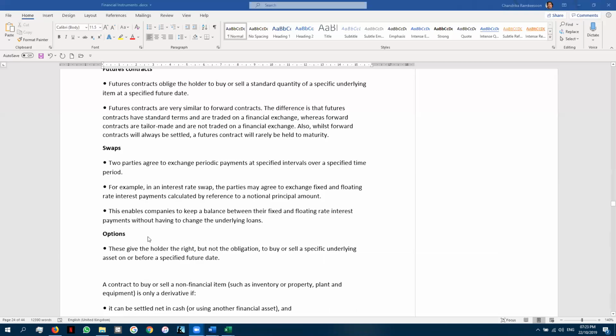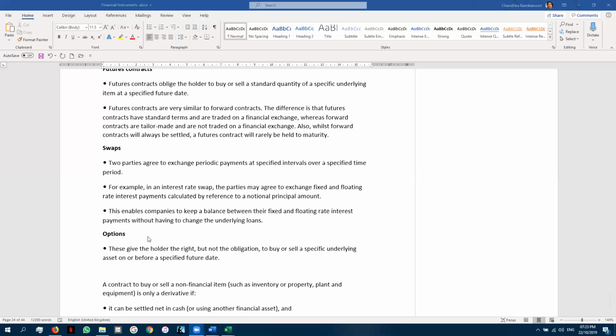Swaps: two parties agree to exchange periodic payments at specified intervals over a specified time period. For example, in an interest rate swap, parties may agree to exchange fixed and floating interest payments calculated by reference to a notional principal amount.